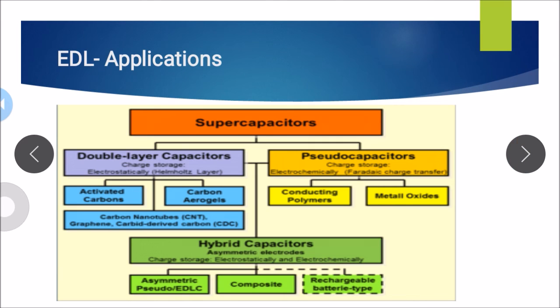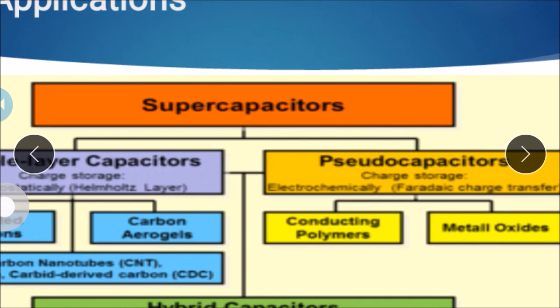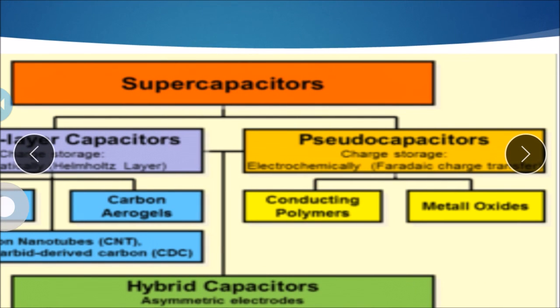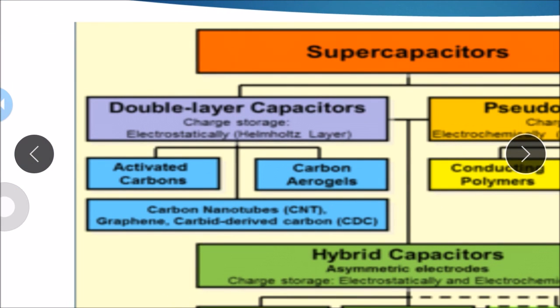And what are the applications of the electrical double layer? This is a chain type of application. We have materials, we don't have a direct application. The electrical double layer is formed in many materials, and the materials are used for many applications. So here we have a classification of supercapacitors. Supercapacitors are classified into double layer capacitors and pseudo capacitors. The double layer capacitors have electrostatic Helmholtz layer charge storage.